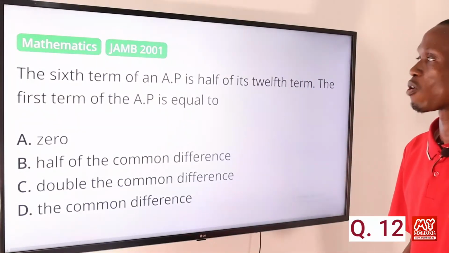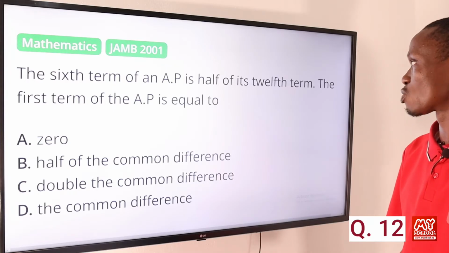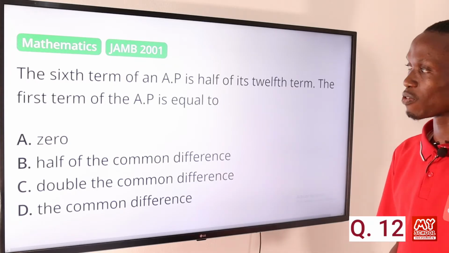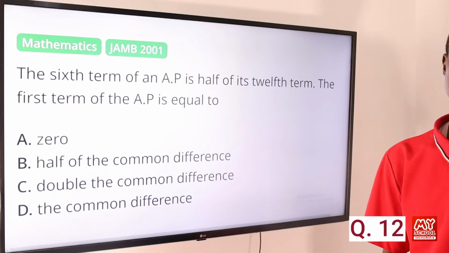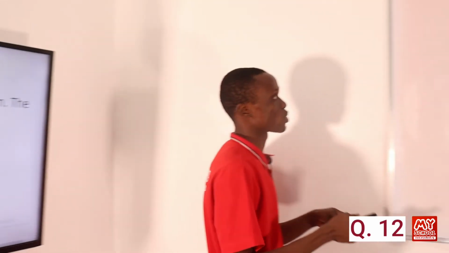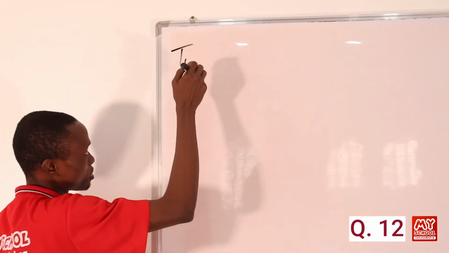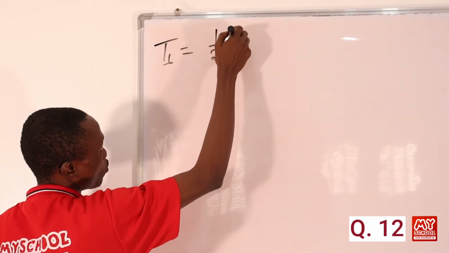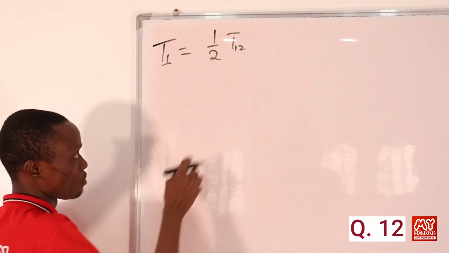Question 12. The sixth term of an AP is half of its 12th term. The first term of the AP is equal to, so let's move to the board to provide the answer to this question. So we are told that T6, which is the sixth term, is equal to 1 over 2 of the 12th term, T12.